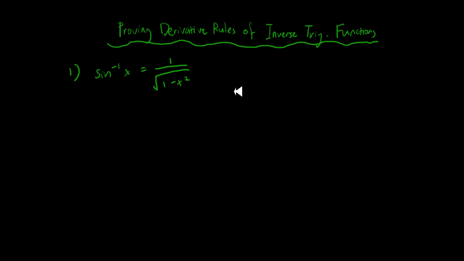Hey guys, I will be proving derivative rules of inverse trig functions, such as the one you see here. I forgot the derivative, the prime. So first, what you want to do is make y equal sine negative 1 x, because that's just a regular function, and this is the prime of that. So y prime equals 1 over the square root of 1 minus x squared.